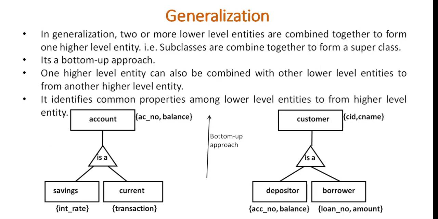Means we are combining depositor and borrower entities to form one higher level entity, that is customer. Depositor is a customer and borrower is a customer. So this is called generalization. Generalization is the process of combining lower level entities, or combining subclasses on the basis of some common attributes, some common properties, to form one superclass. By combining these lower level entities we can form one higher level entity. This is called generalization.